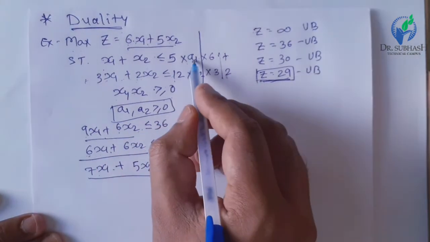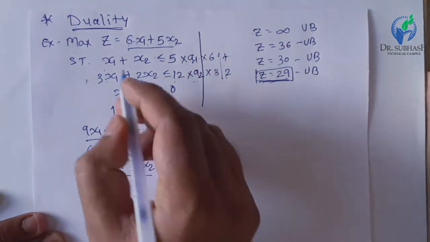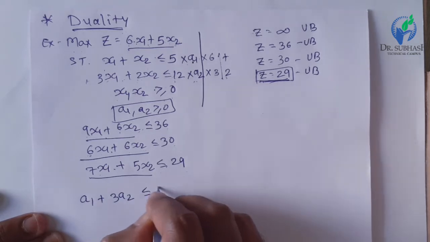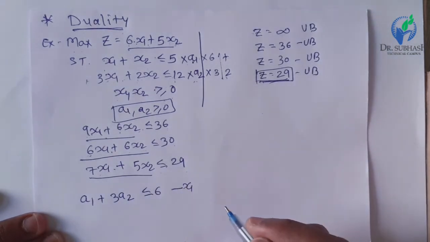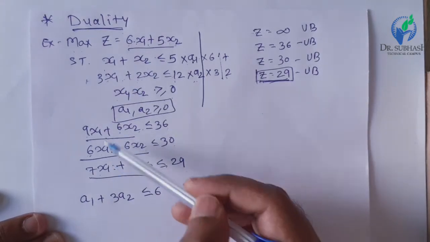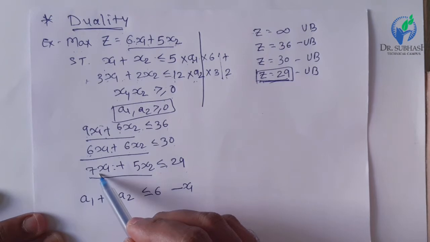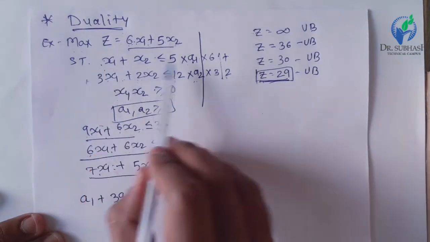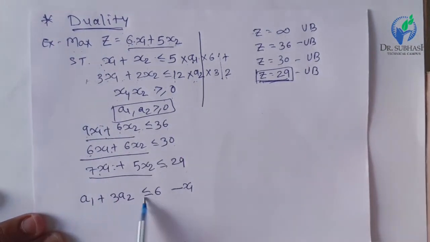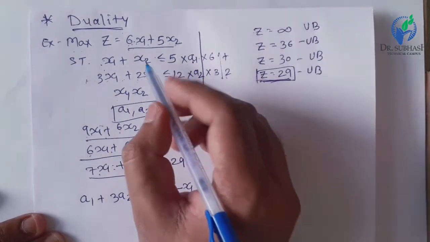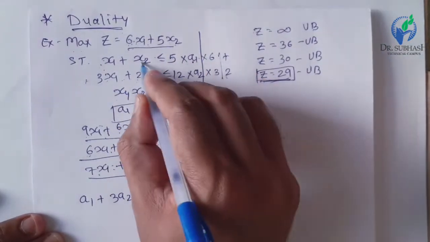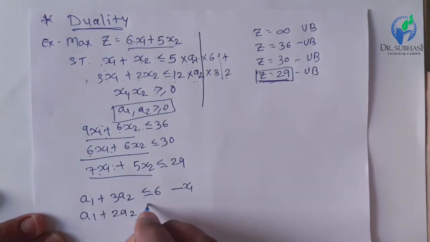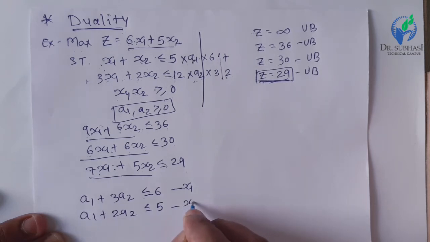Here let us consider a1, then we must get the value of a1 plus 3a2 that must be less than or equal to 6 if we consider it for x1. So in this comparison, the value of x1 must be less than or equal to 6 to get the maximum value. So here 1a1 plus 3a2 is less than or equal to 6. For the second constraint x2, we get 1a1 plus 2a2 that must be less than or equal to 5 for the x2 constraint.